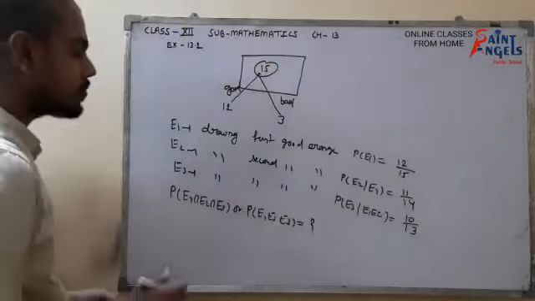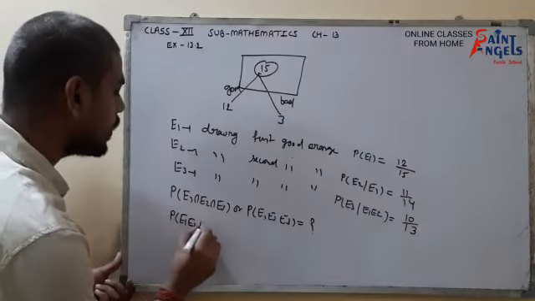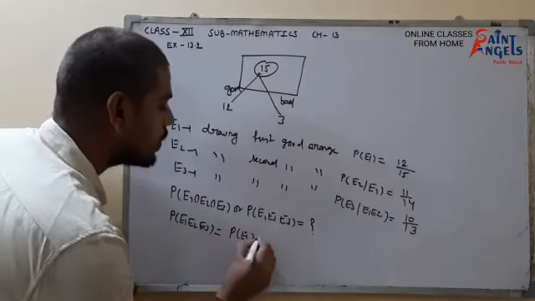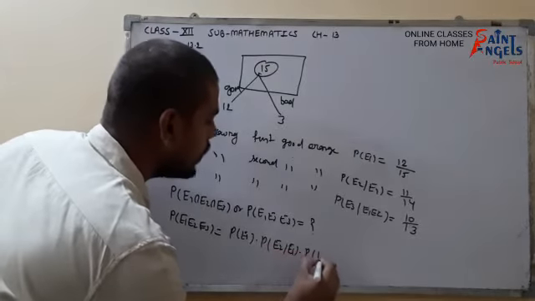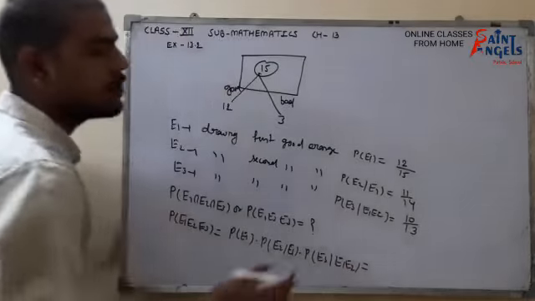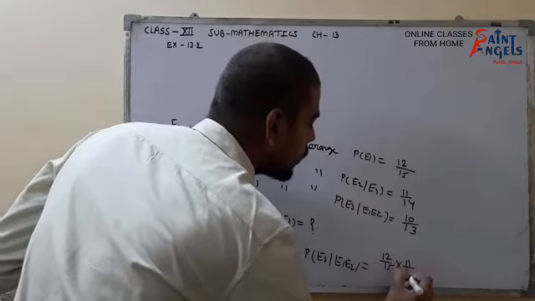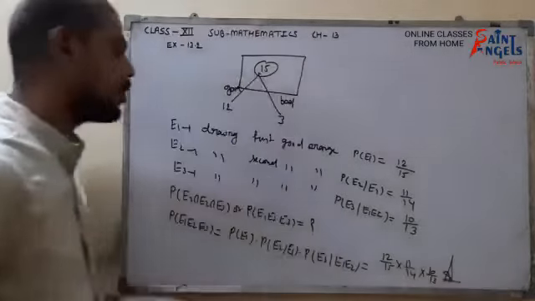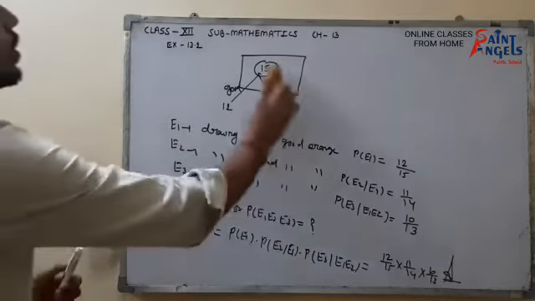Okay. So now P(E1 E2 E3) would equal P(E1) dot P(E2 given E1) dot P(E3 given E1 E2). So now what do I have to do? I have to just multiply all these three values. So 12 by 15 into 11 by 14 into 10 by 13. Now multiply this, you will get the required probability. I hope it's clear. Please pause the video and note it down.